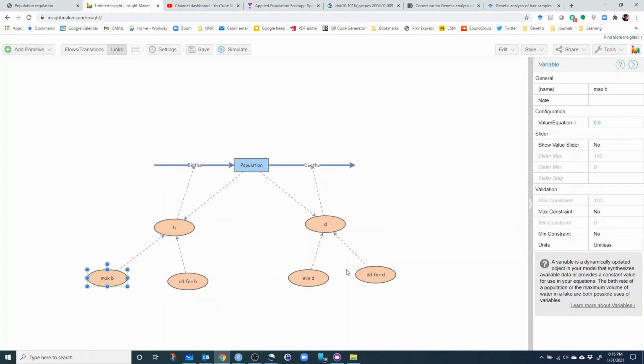At this point, just take a minute to answer the Top Hat questions related to this model, and we will go through one more way of representing logistic population growth in InsightMaker after this.